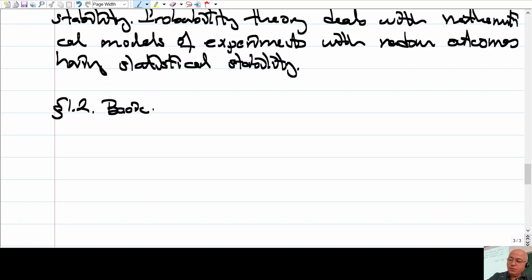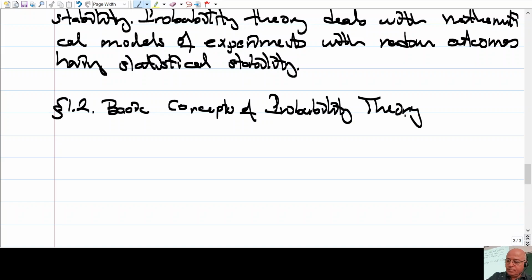Basic concepts of probability theory. As in the case of any other theory, when you start studying the basics of a theory, you have to make a lot of definitions, right? Learn the objects of the theory and so on. So first you have to do a lot of writing, learn all the basic concepts. So this is what we will do.